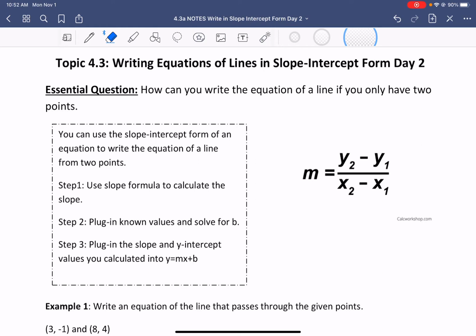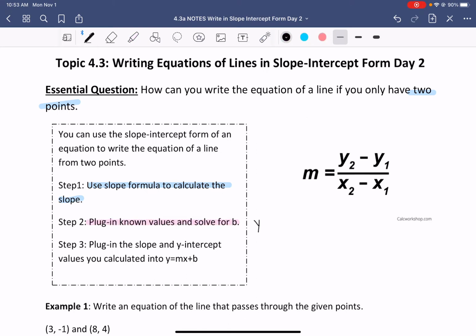All right, today we are going to be writing equations of a line in slope-intercept form, day 2. Essential question 1 is: how can you write an equation of a line if you only have 2 points? Well, we can use those 2 points to find the slope, and then all you need to do is plug in your known values and solve for b.